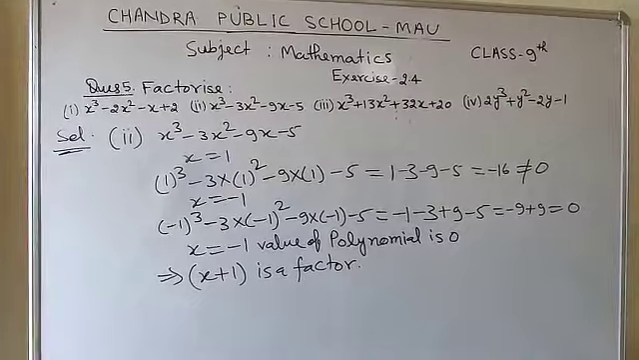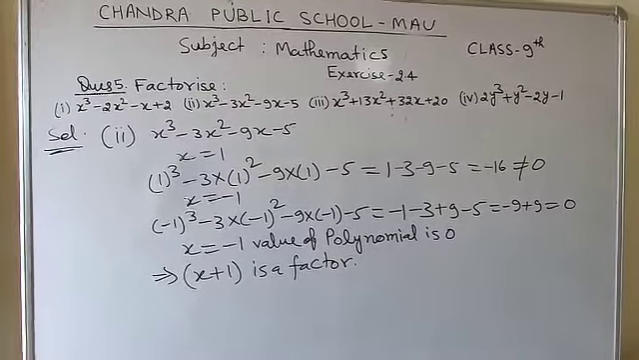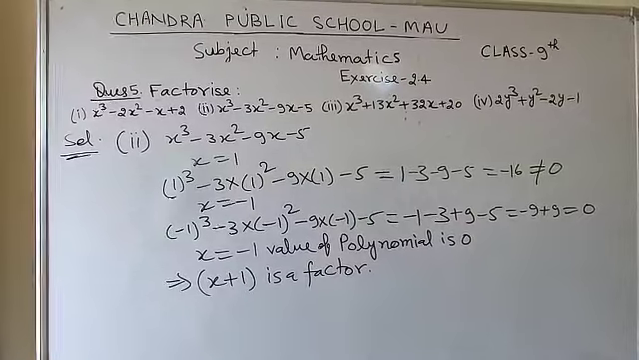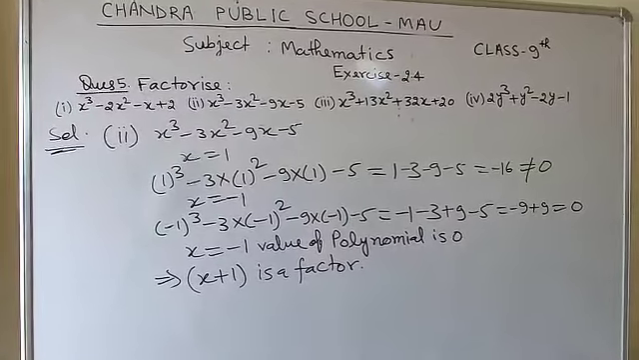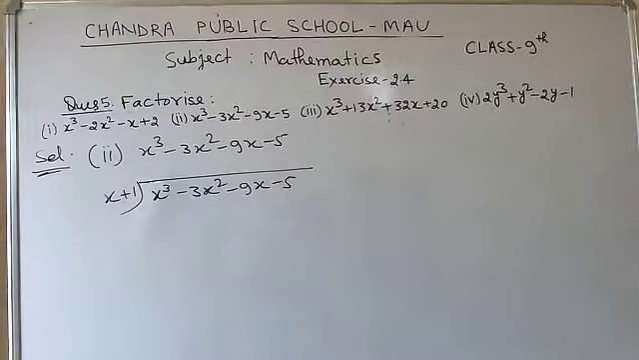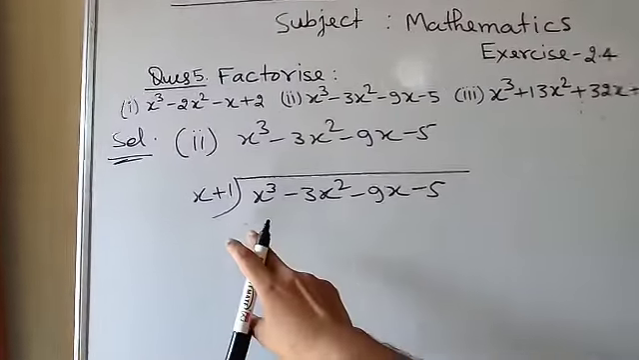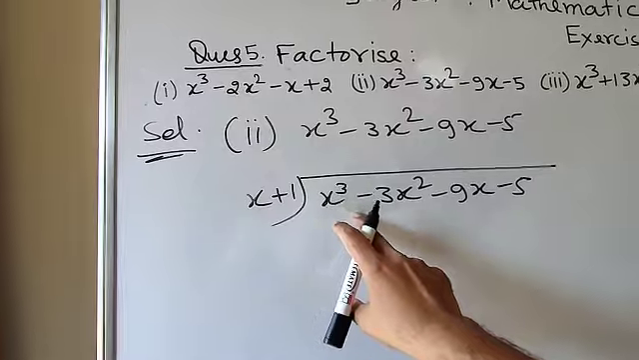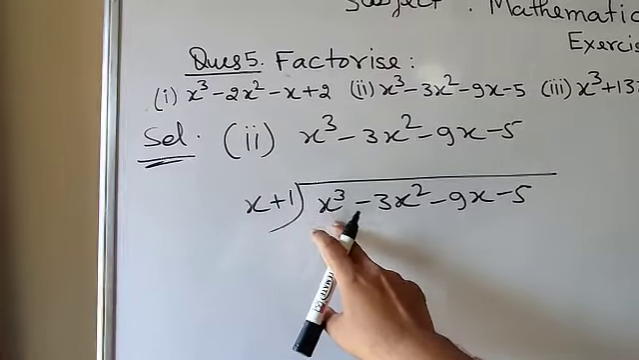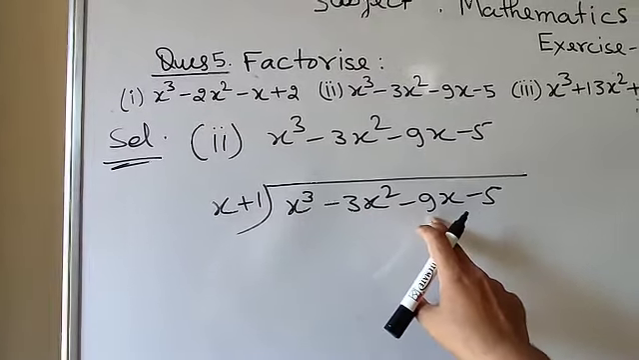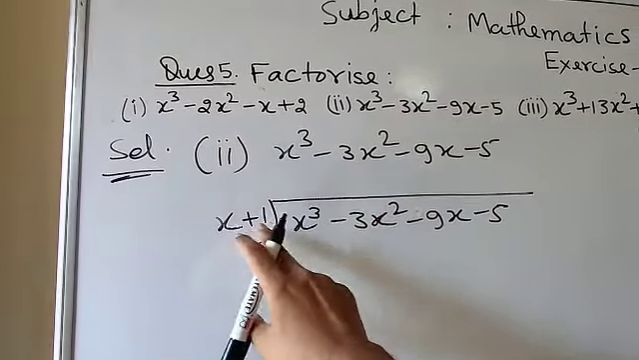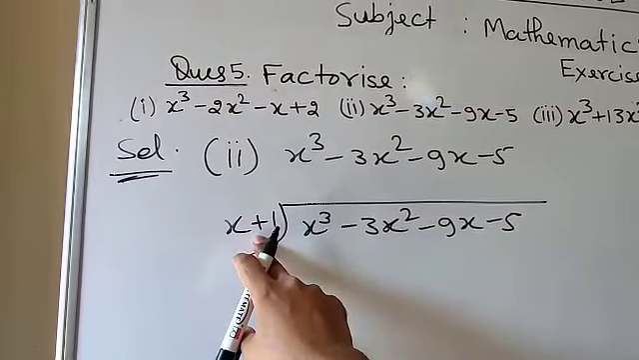So again you need to repeat the steps just like the previous question. You need to divide the given polynomial by x plus 1. So here I am going to divide it. So here x plus 1 was the factor, so x plus 1 is the divisor here, and x cube minus 3x square minus 9x minus 5 is going to be divided. So the given polynomial will be divided by the factor you got in the very beginning.